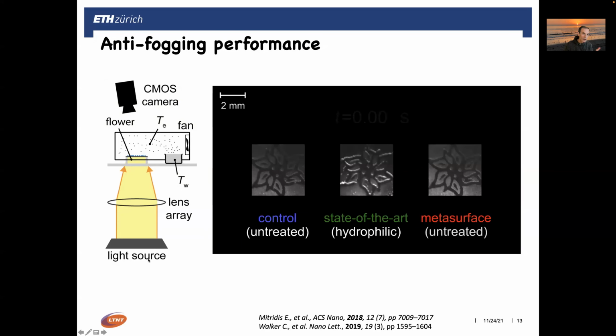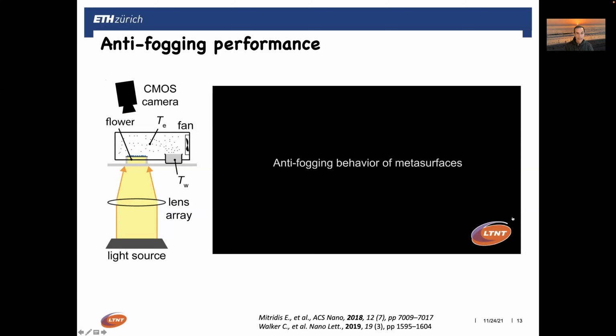And you have here a test in a laboratory at one sun: a control surface, a state-of-the-art hydrophilic surface, and our metal surface, and you see how much better, of course, our metal surface performs with the action of sunlight. They're all, of course, hit by sunlight, but only this one will absorb in the infrared and have a tremendous resistance to fogging.